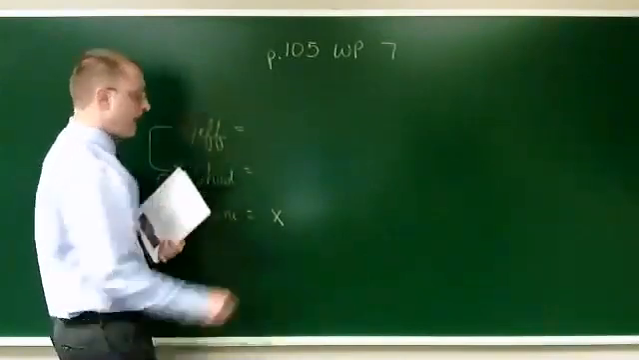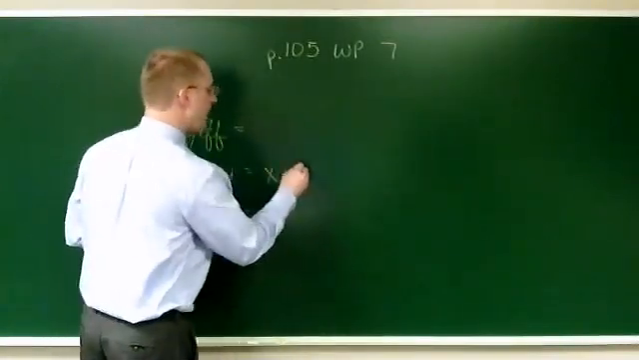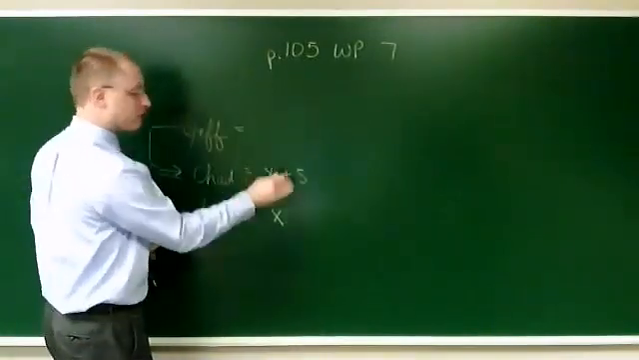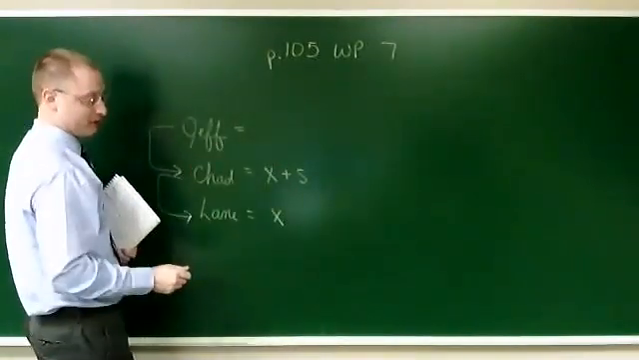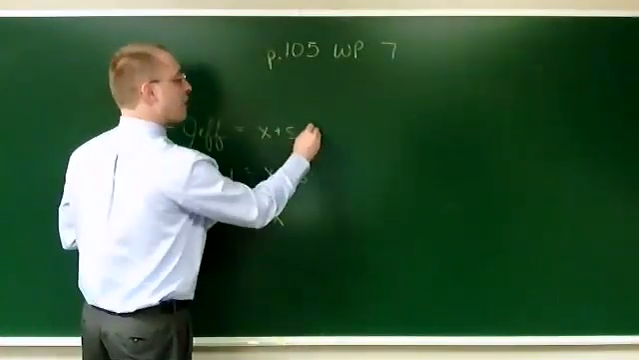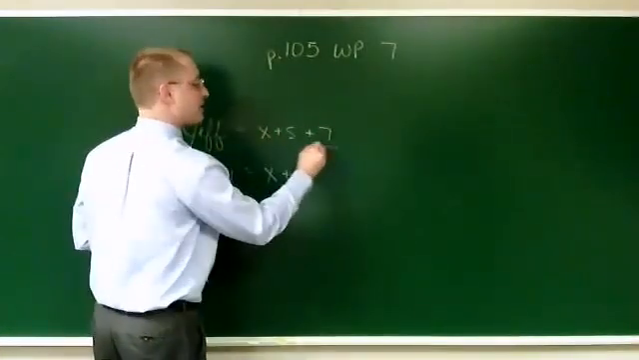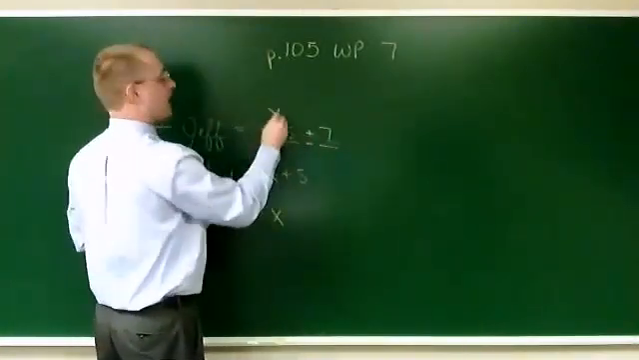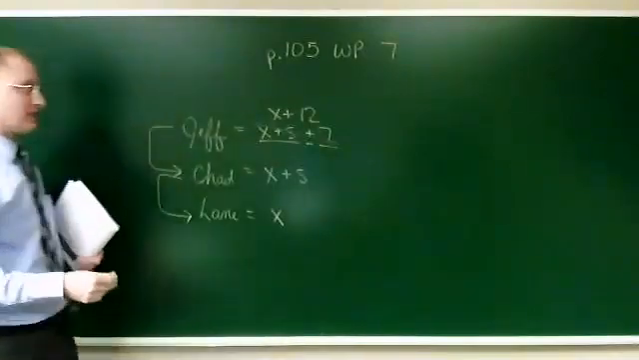X plus 5. And then Jeff is based on Chad. So we're going to base Jeff off of Chad to get what for Jeff? X plus 12. Good. X plus 5 plus 7, 7 more than Chad. Or I like your answer, X plus 12. It's a little more concise.